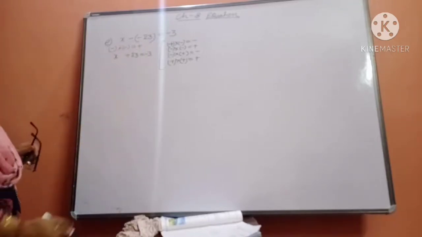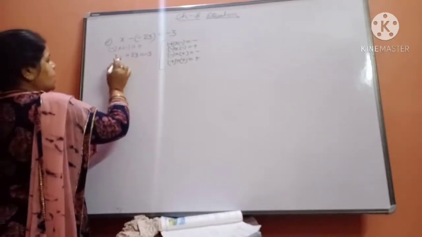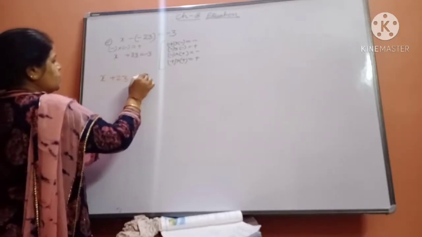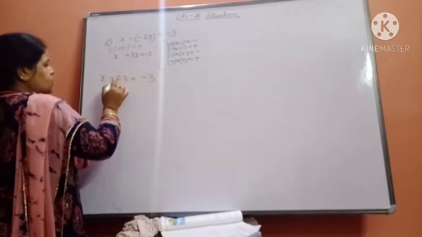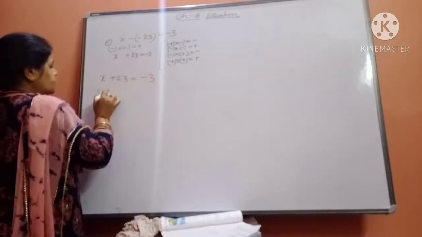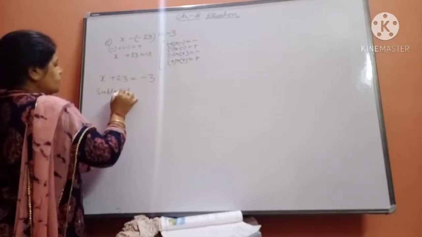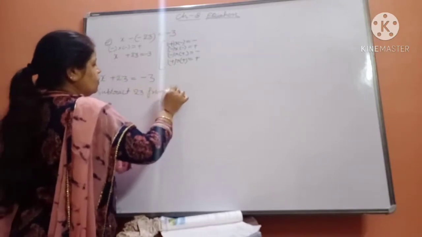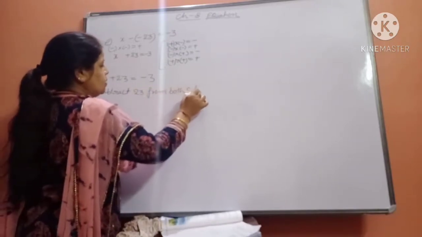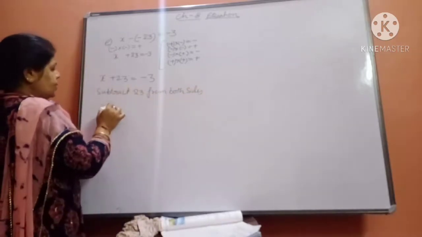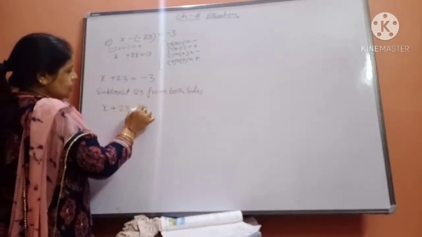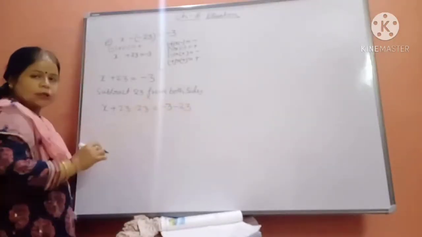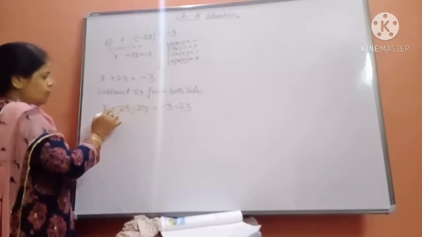Now see, our equation is x plus 23 is equal to minus 3. We don't want this plus 23. So what will you do? Subtract 23 from both sides. So x plus 23 minus 23 is equal to minus 3 minus 23. The same operation we are doing on the right hand side also. So these will become cancelled, so x.